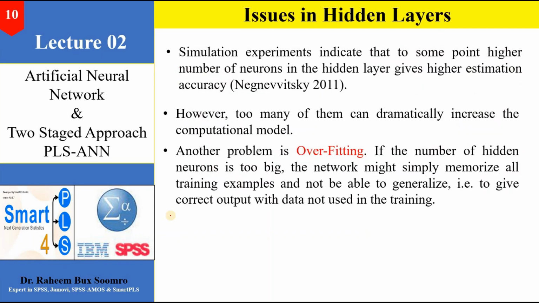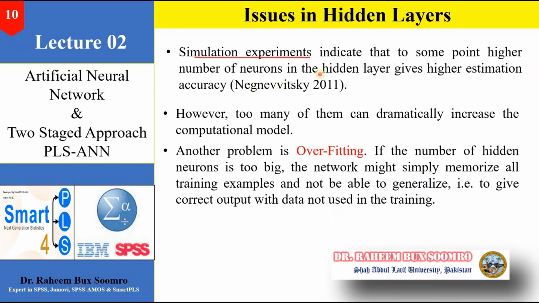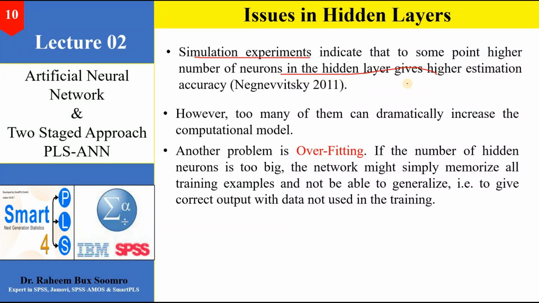Some issues in the hidden layers. First of all, simulation experiments indicate that, up to some point, a higher number of neurons in the hidden layer gives a better estimation. Earlier we understood that if the hidden layers are higher in number, we will definitely get better estimations. But the problem is that too many dramatically increase the computational load, and then there is the problem of overfitting.